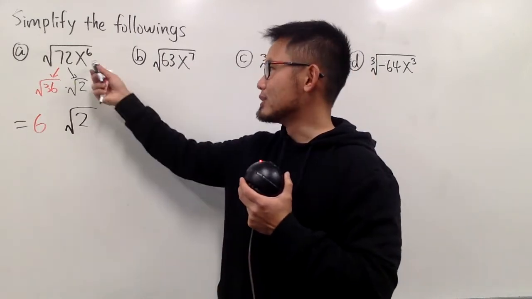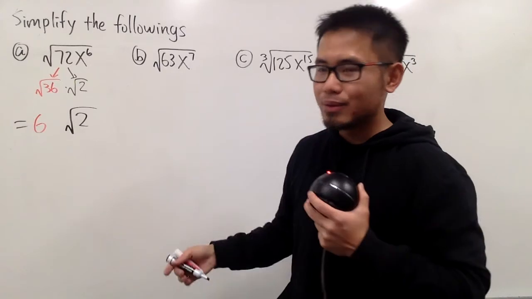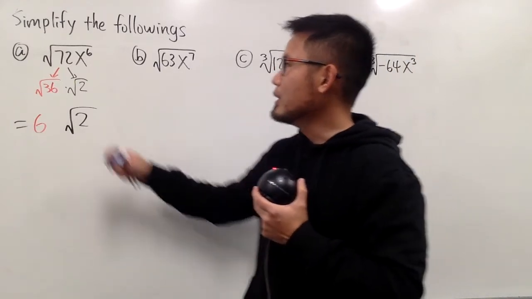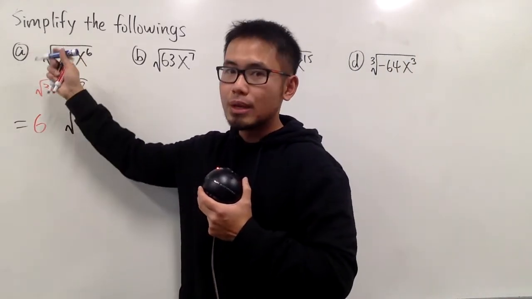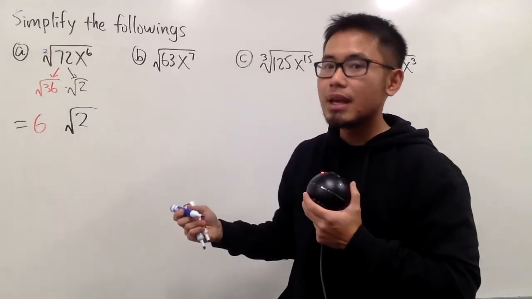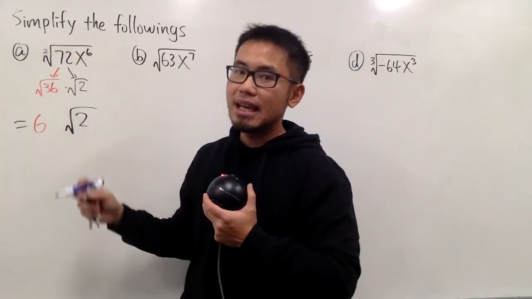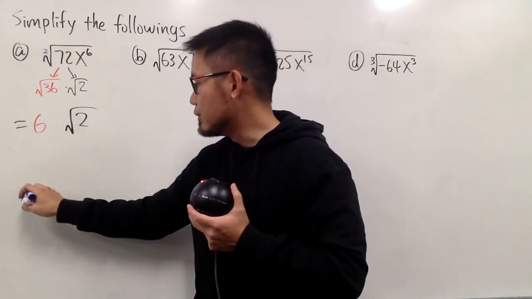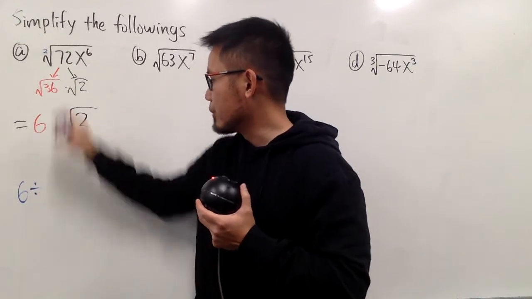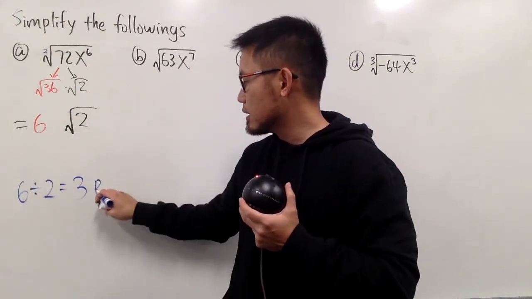And don't forget to simplify x to the 6th power in the square root as well. How can we do that though? Well, here's the deal. When we have a radical, if there's no number, this is a square root, which means we have a 2 right there. We're just going to look at this power divided by the index and see what we get. So 6 divided by 2 gives us 3 with no remainder, right?